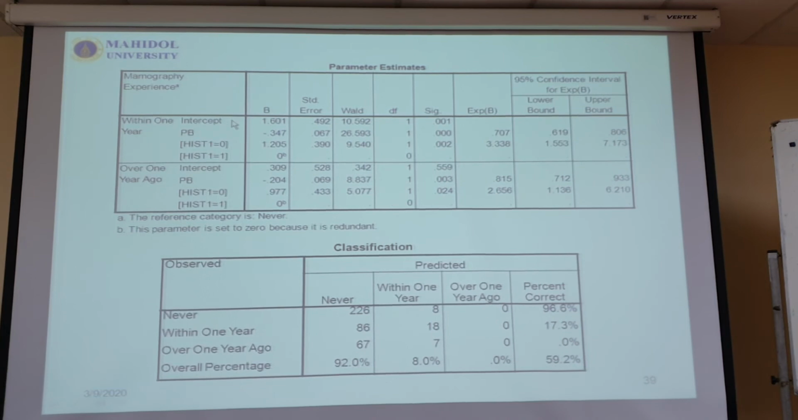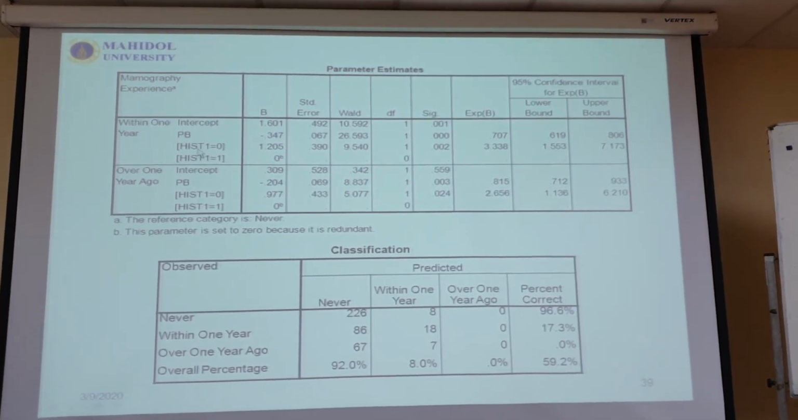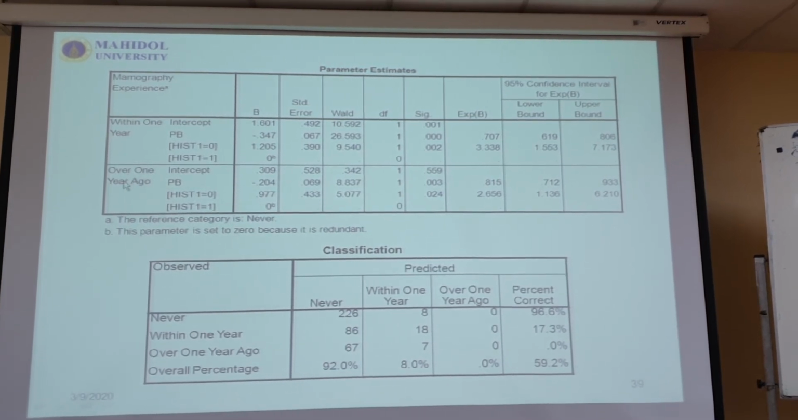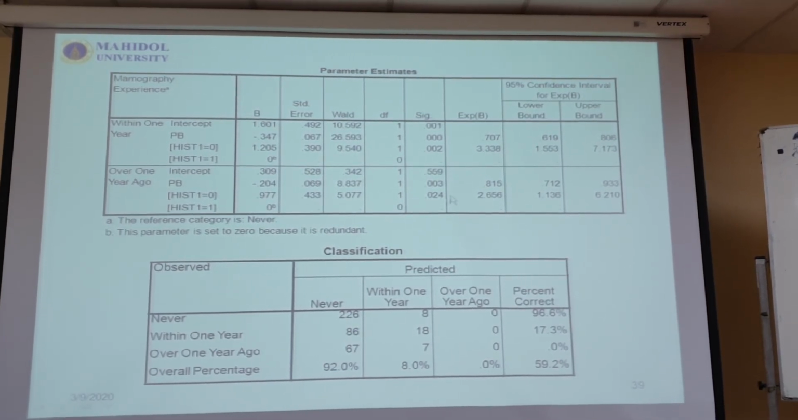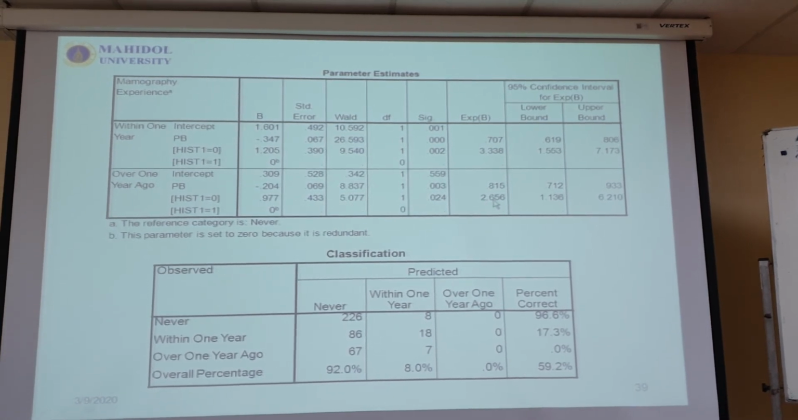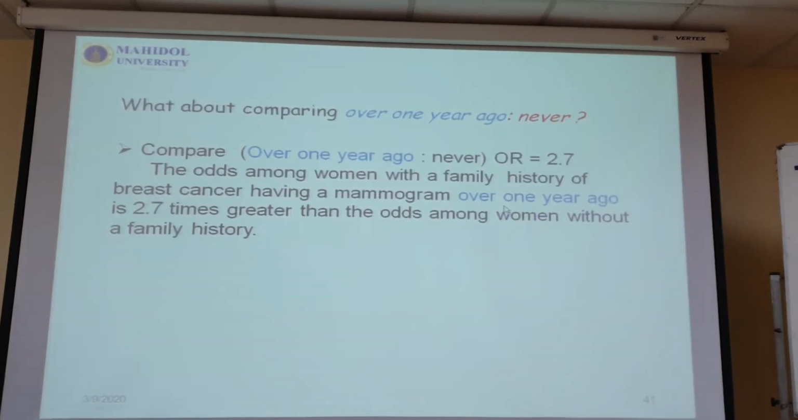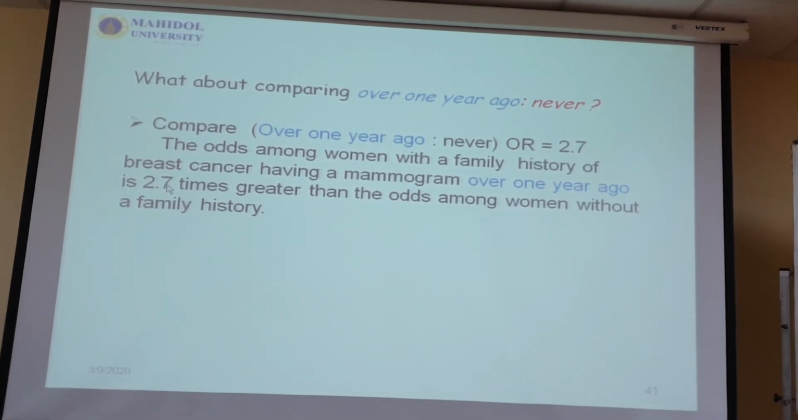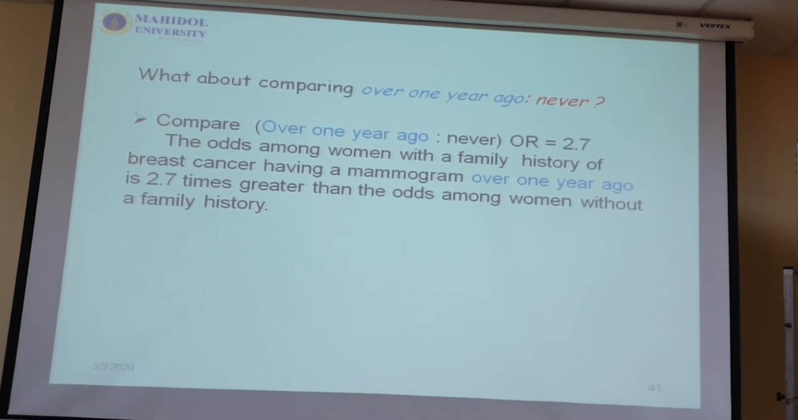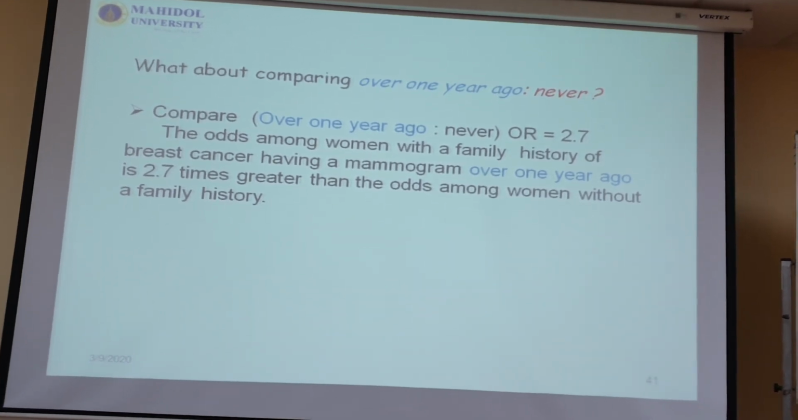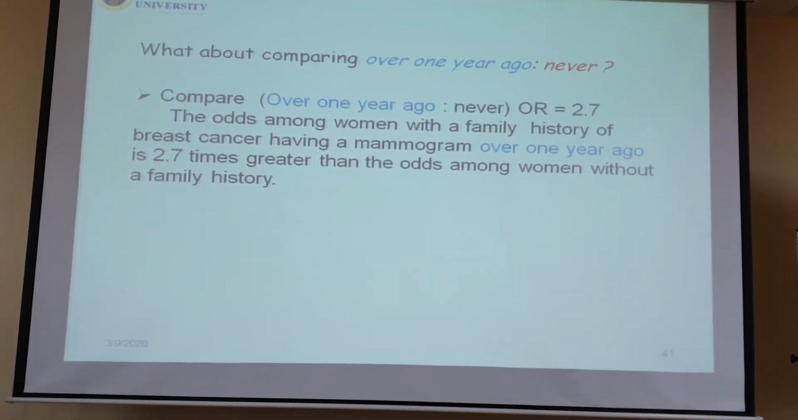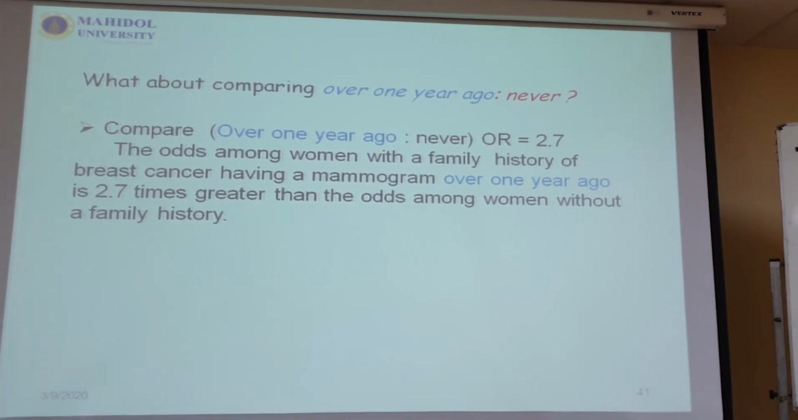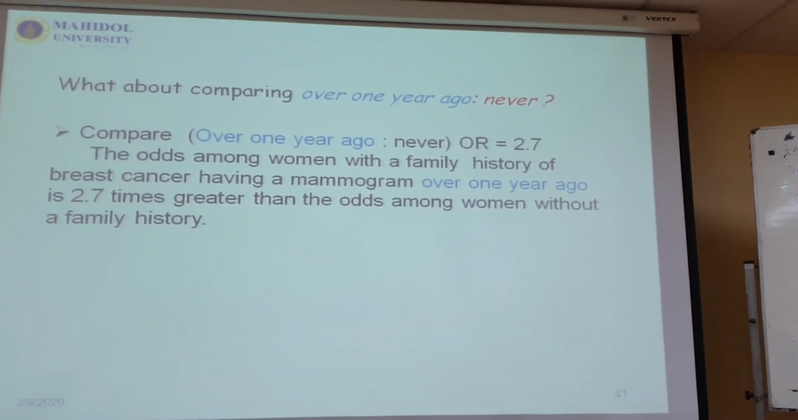Now I will look at this part. For family history, 3.3. And then I compare over 1 year ago and never. The family history is 2.6. You see, 2.6. I'll round it up to 2.7. So the odds among women with a family history of breast cancer having a mammogram over 1 year ago is 2.7 times greater than the odds among women without a family history. So the odds ratio is different when we compare the different groups.